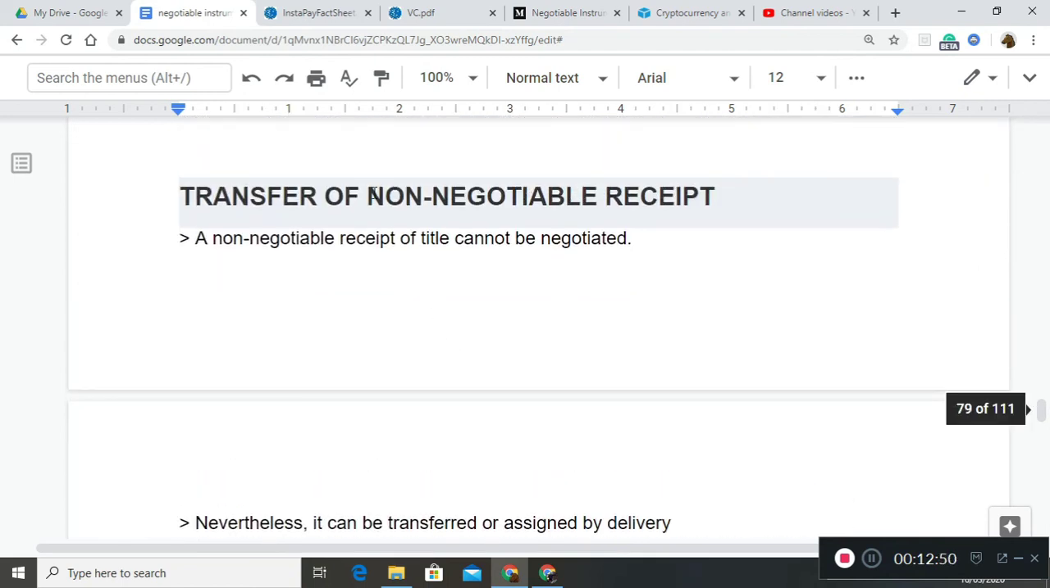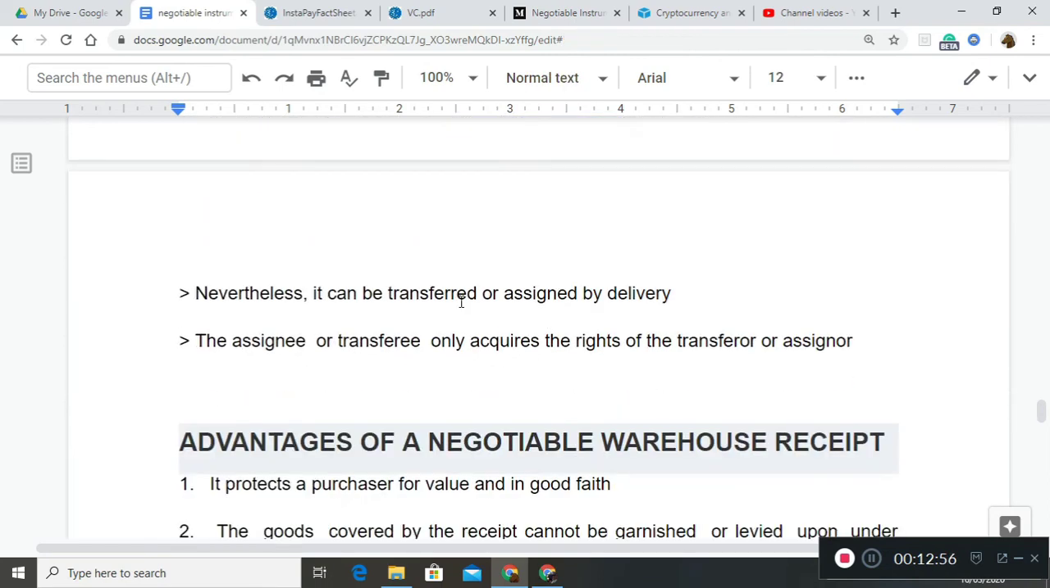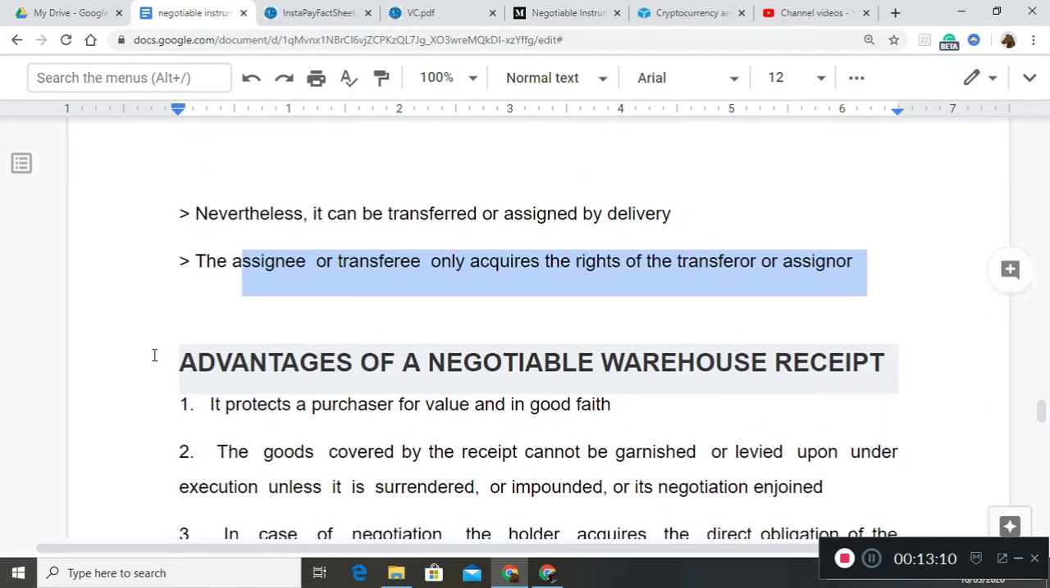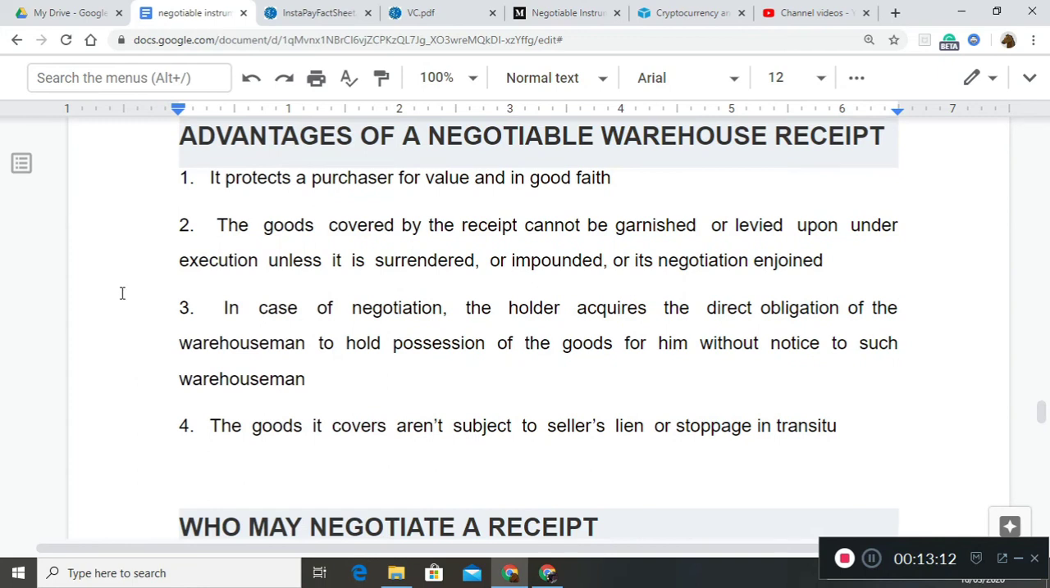How about non-negotiable receipts? These cannot be negotiated, but they can be transferred or assigned by delivery. The assignee or transferee only acquires the rights of the transferor or assignor. So if that's the case, why would you want a negotiable warehouse receipt? Because it protects a purchaser for value and in good faith. The defenses or the rights that a holder in due course gets to enjoy.